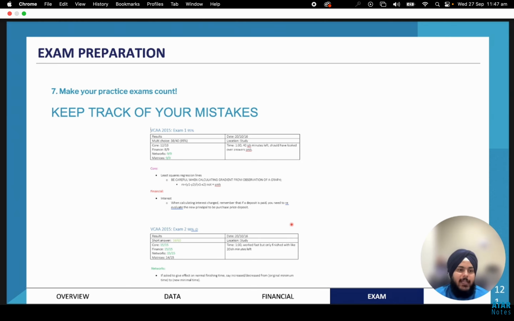Another thing that I would probably say is keep track of your mistakes. So something like this is probably what I did, where I had the exam that I did, the mark that I got, what sort of conditions I did that exam in, how many marks I got for each of the sections, stuff like that. What that will do is allow you to show your progress over time and really see if doing those practice exams is actually helping you or if you are just wasting your time.